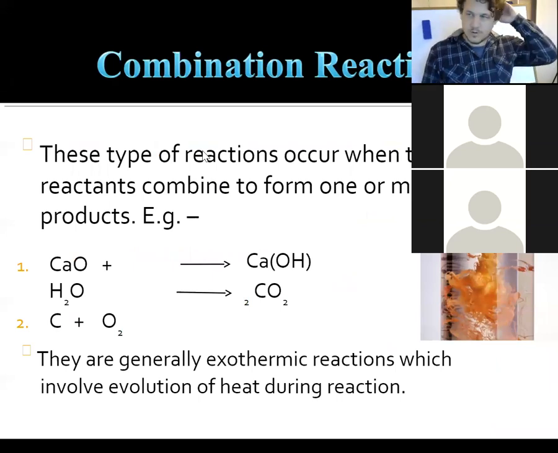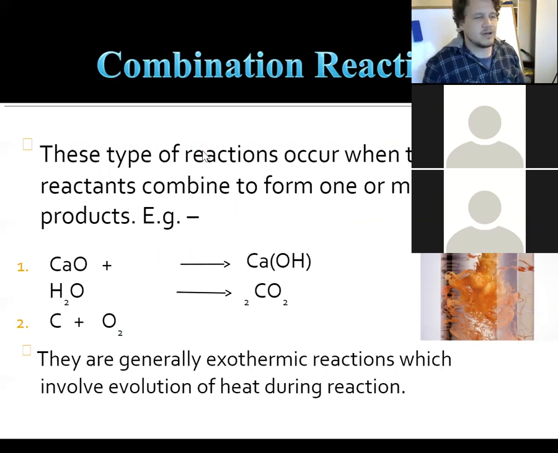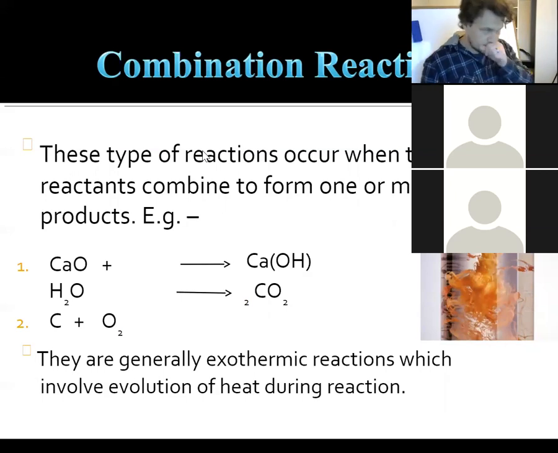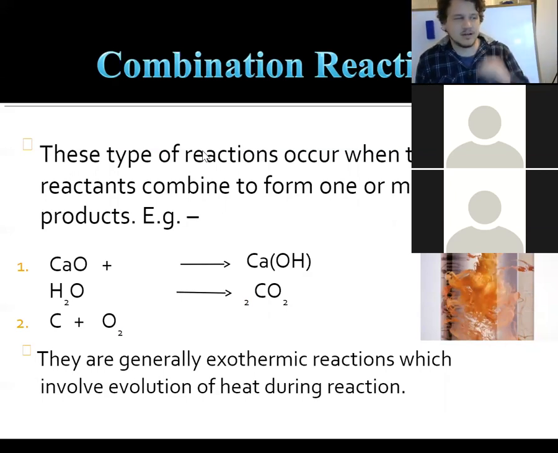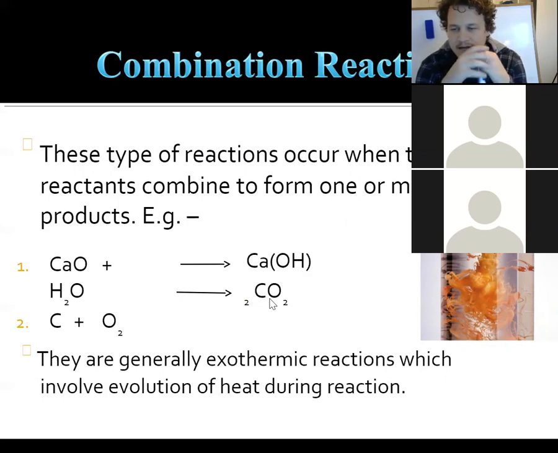So, combination reaction. When 2 reactants combine to form 1 or more products. Calcium oxide reacts with water to produce calcium hydroxide. Carbon and oxygen react to form carbon dioxide. So this usually causes an exothermic reaction, or a reaction that releases heat.